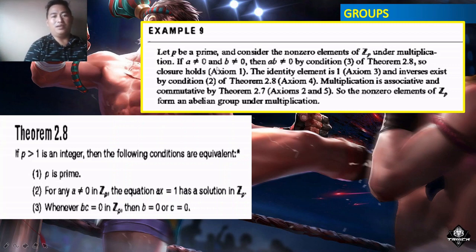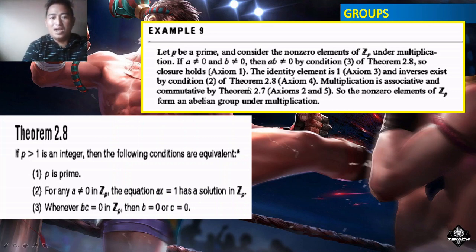Axiom number 1, di ba? Non-zero elements man ta of Zp lang. So, Zp star ni siya dapat. Sama sa Q star, kay non-zero man to sila nga mga elements nga rational, di ba? So, Zp star ni dapat diri. So, non-zero elements of Zp or the Zp star.